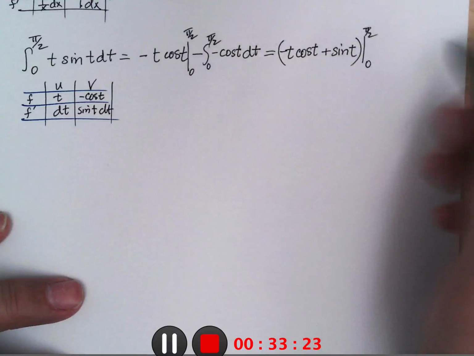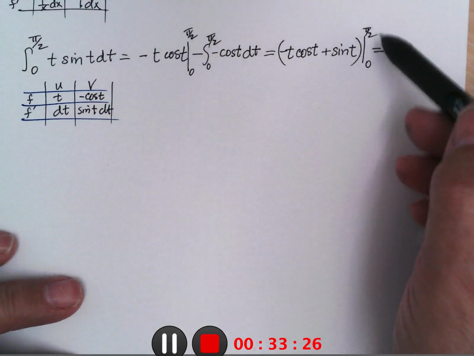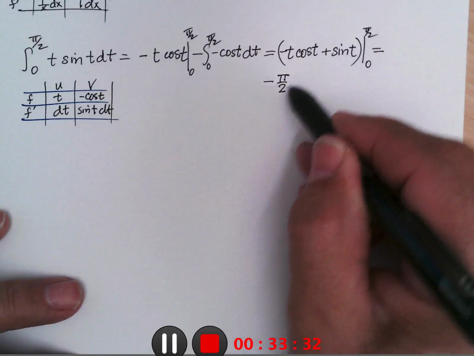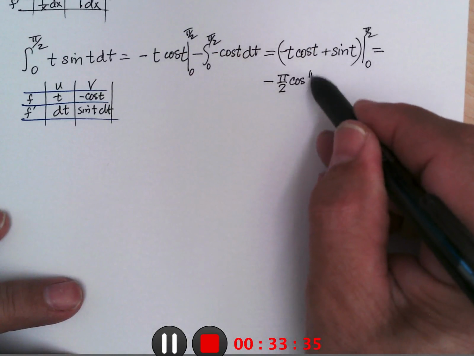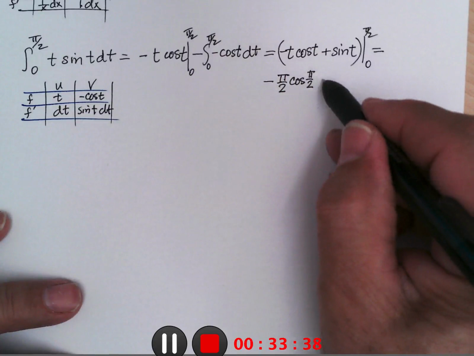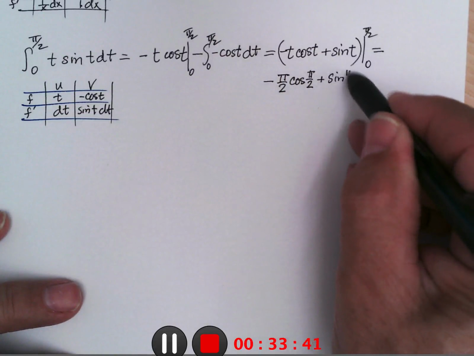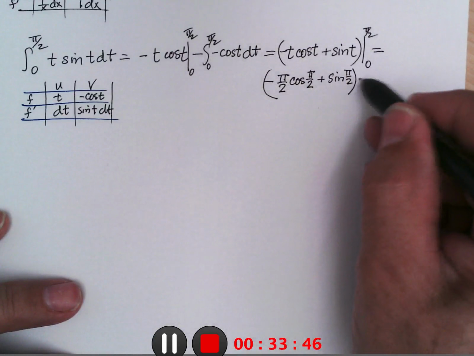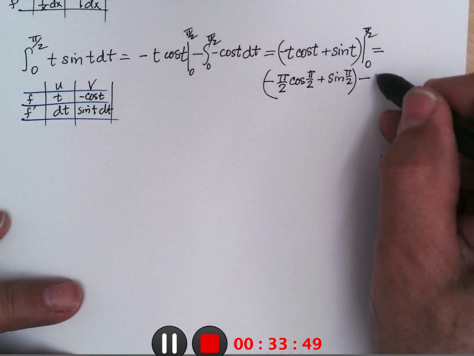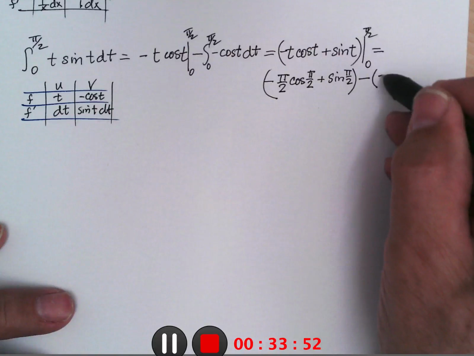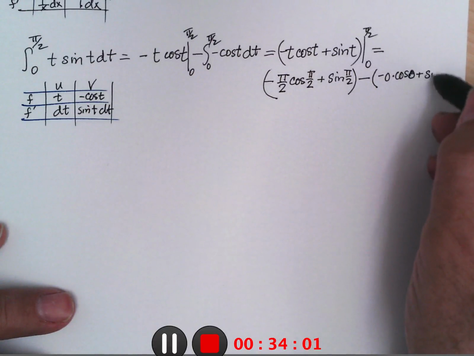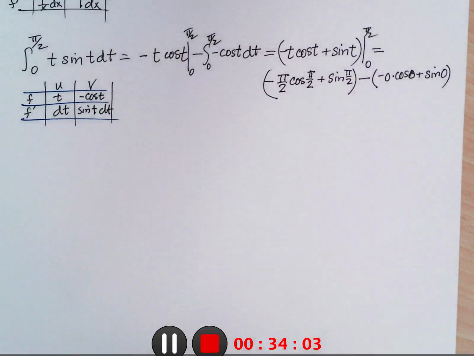So I get negative pi over 2 cosine of pi over 2 plus sine of pi over 2. That's putting the pi over 2 in. Minus, then we put the 0 in, we get negative 0 times the cosine of 0 plus 0 plus sine of 0. Now, what's that work out to be?